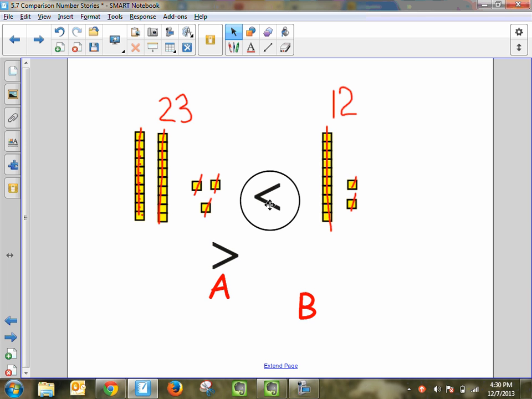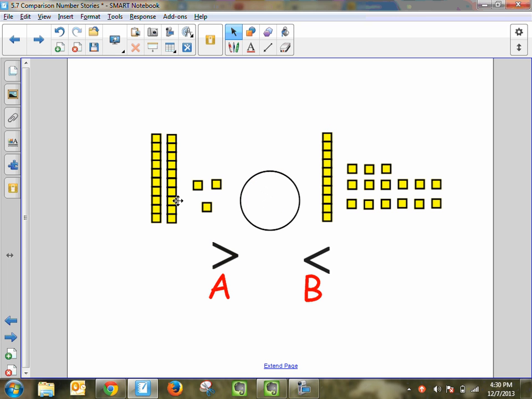This is not actually correct because, again, when we're using the greater than or less than symbol, the alligator always wants to eat the bigger number. So this would actually be over here trying to eat the number 23 because the number 23 is greater than the number 12. Let's try another one here.